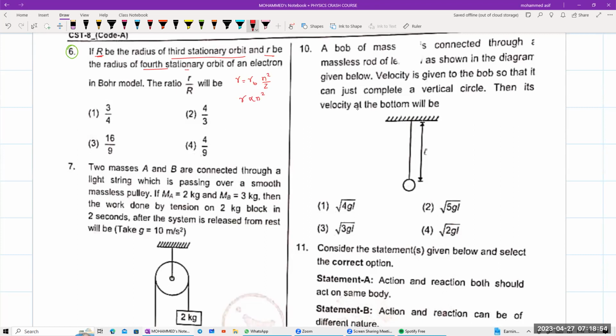So I have small r divided by capital R, that is fourth orbit divided by third orbit, and this will be equal to n4 divided by n3, whole square. This will be equal to 4 divided by 3 whole square, isn't it? That will be equal to 16 divided by 9. So third option.